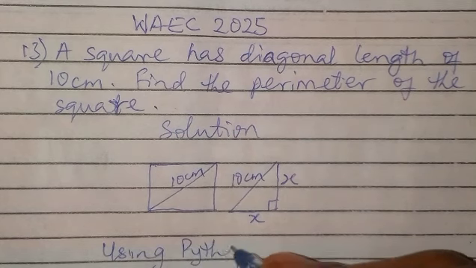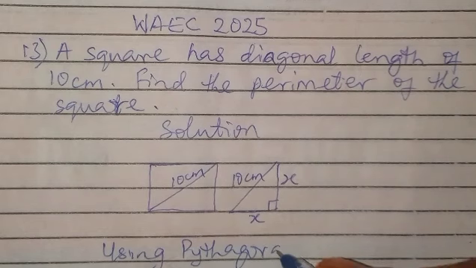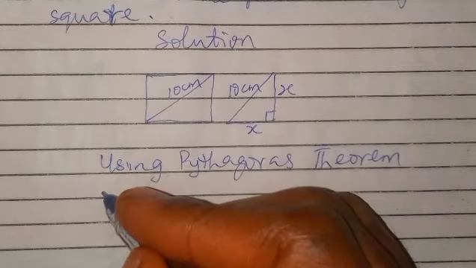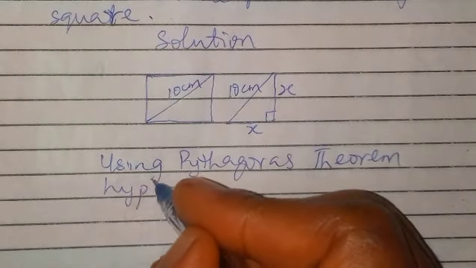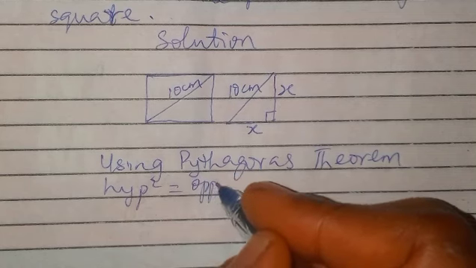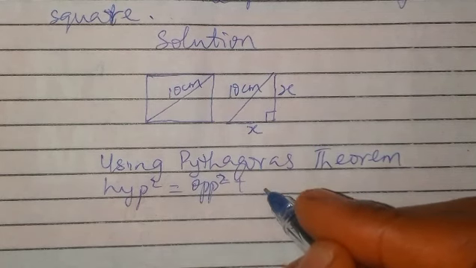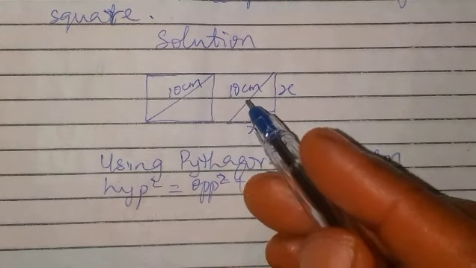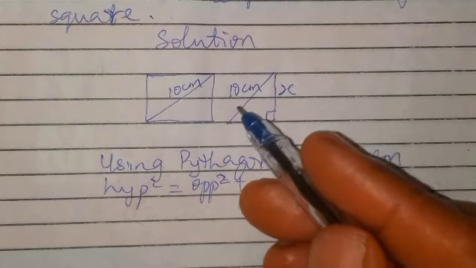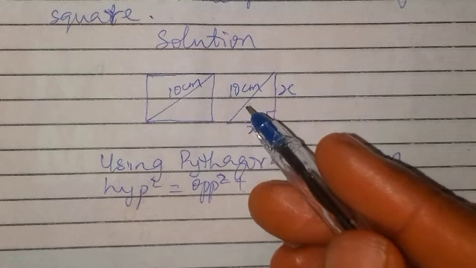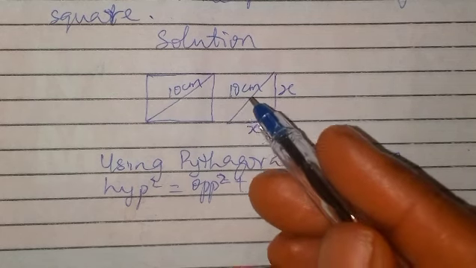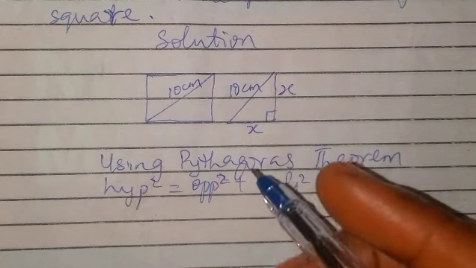Using Pythagoras theorem, which states that hypotenuse squared is equal to opposite squared plus adjacent squared. So the hypotenuse is the side which has 10 centimeters. The hypotenuse is the side that faces the right angle. This is the right angle here. The side that faces the right angle is the hypotenuse.